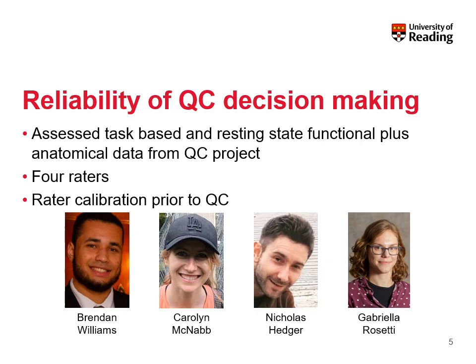To assess the inter-rater reliability of quality control decision-making using fMRI-QC, we had 4 raters, who are pictured on screen, review quality control reports produced by fMRI-QC for datasets from the Quality Control Procedures in fMRI project for task-based and resting state functional data. Raters also performed quality assessment of T1-weighted anatomical data for the subjects associated with the fMRI data.